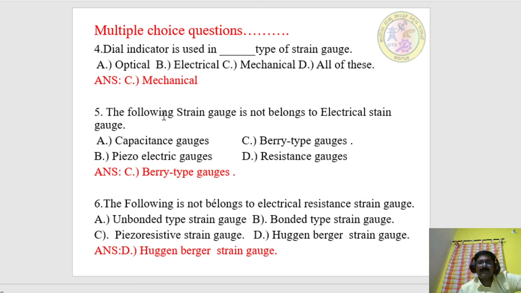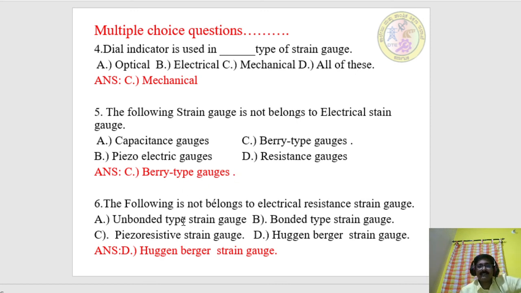Question number 5. The following strain gauge does not belong to electrical strain gauge. Options are A capacitance gauge, B piezoelectric gauge, C Berry type gauge, D resistance gauge. Capacitance gauges, piezoelectric gauges and resistance gauges, these three belong to electrical strain gauges, and the Berry type strain gauge belongs to mechanical strain gauge. Then definitely the Berry type gauge does not belong to electrical strain gauge. Answer will be Berry type strain gauge.